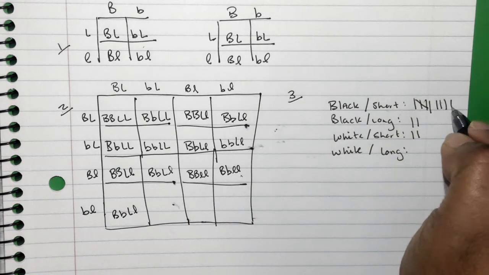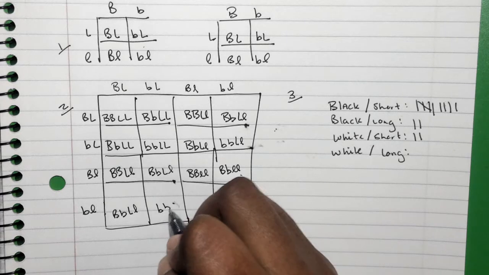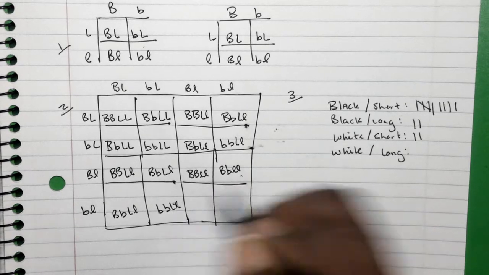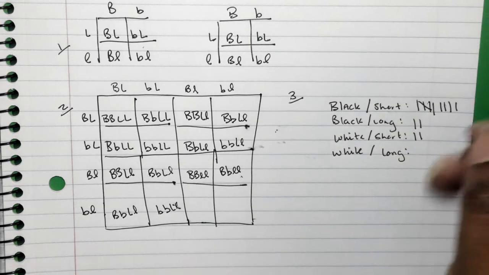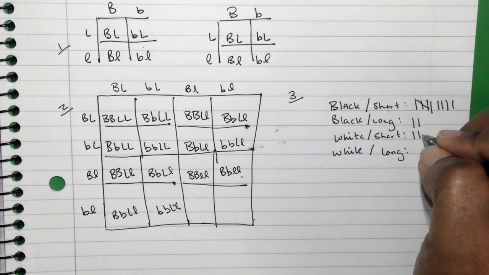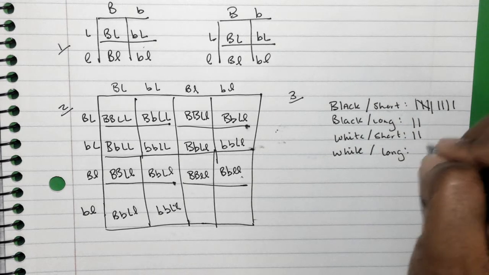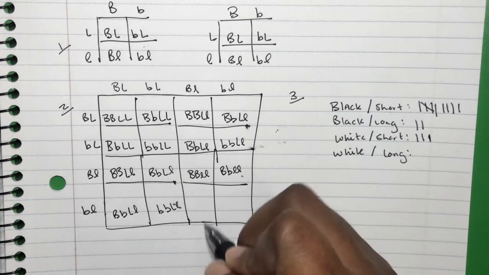Black and short. Little b, big L, little L. What do you say about that guy? White and long. No, white and short. White and short, right? Okay. All right, next one.